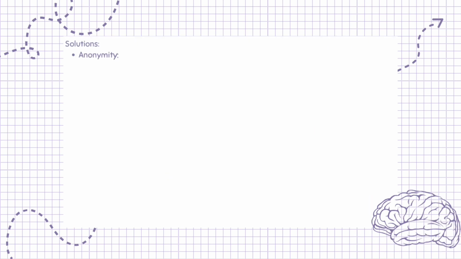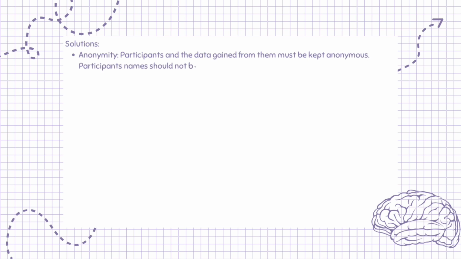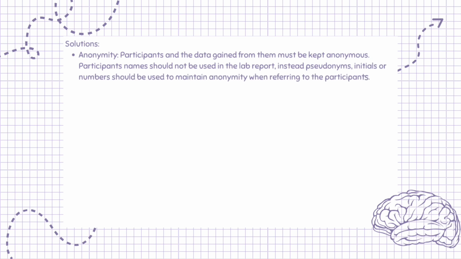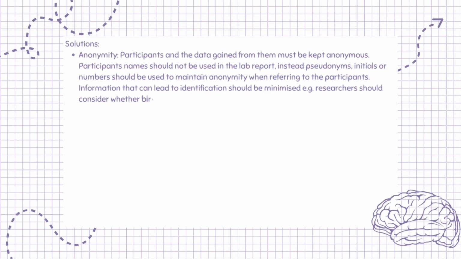Solutions. Anonymity. Participants and the data gained from them must be kept anonymous. Participants' names should not be used in the lab report; instead pseudonyms, initials or numbers should be used to maintain anonymity when referring to the participants. Information that can lead to identification should be minimized, e.g.